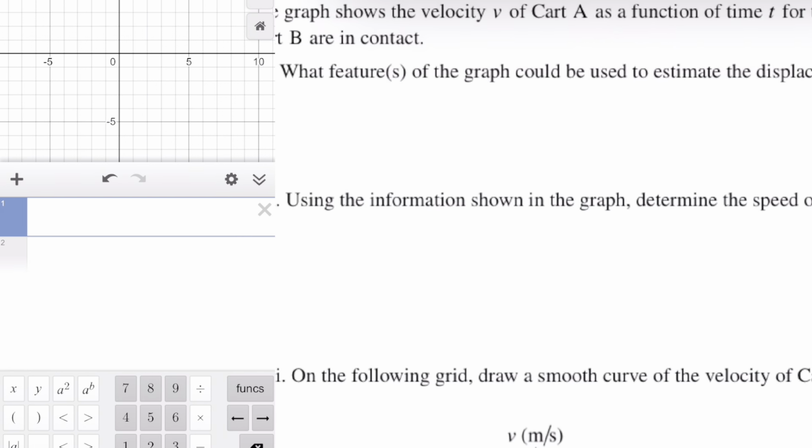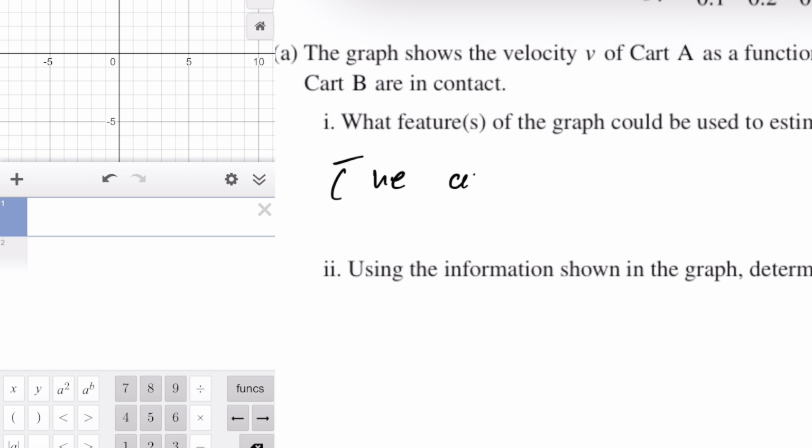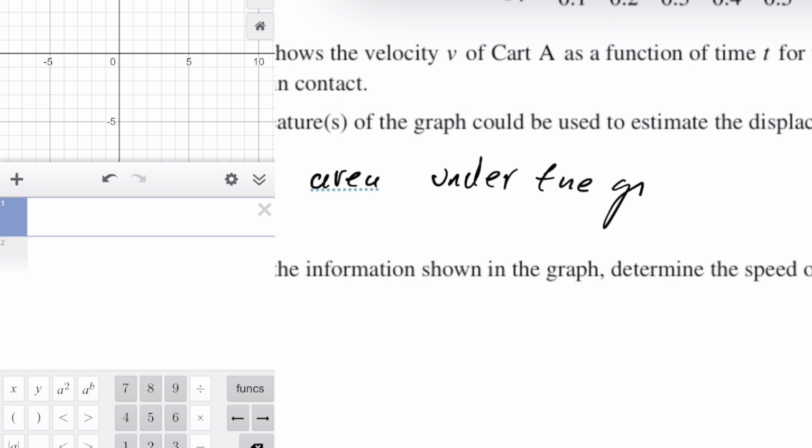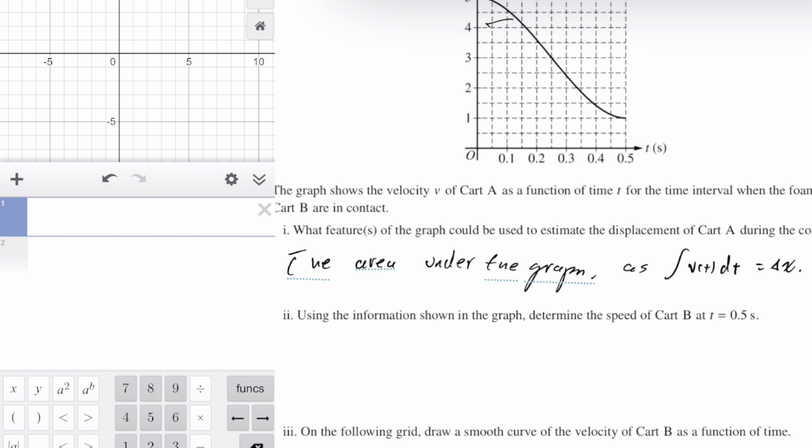Basically, we need to understand that the integral under the v of t graph will yield displacement. So we're going to use that idea and just put it into words. The area under the graph is the integral of v of t dt, which equals delta x. Done. That's the first question. So the area under this graph will give us the displacement. That's just a property of kinematics.